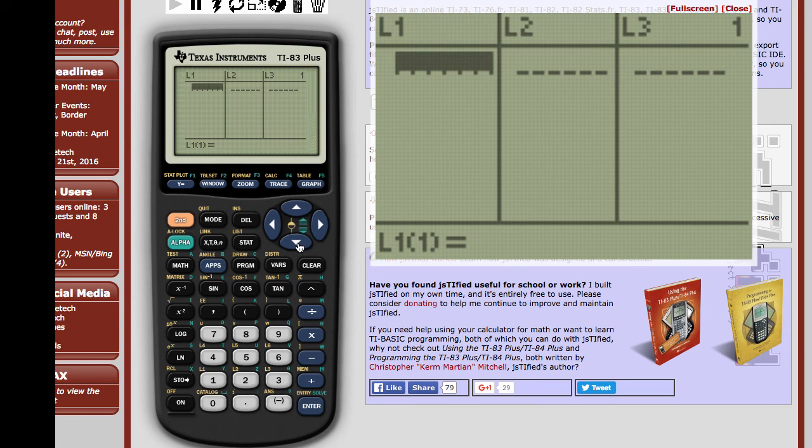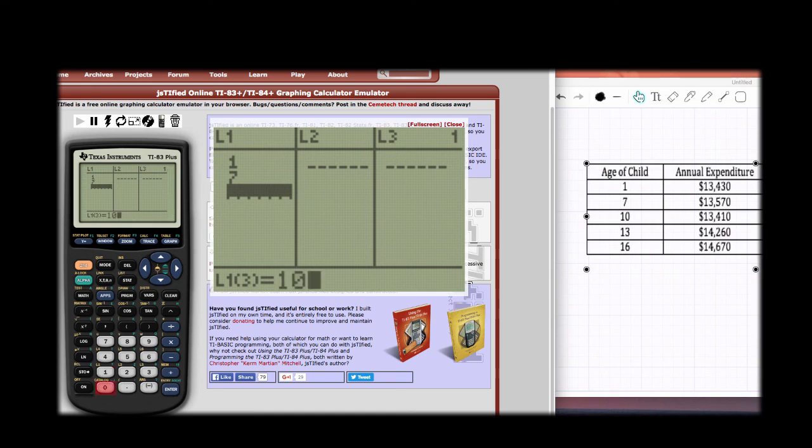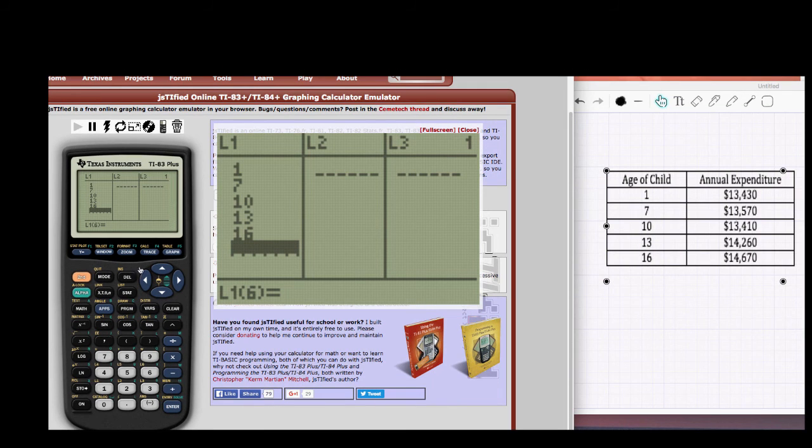So now I'm going to type in for list 1, L1, the age of the child. And then you can hit the right arrow to scroll over to the second column and enter in all of the annual expenditures in L2, list number 2. Obviously we want to be very careful to make sure we've typed in everything exactly correct.